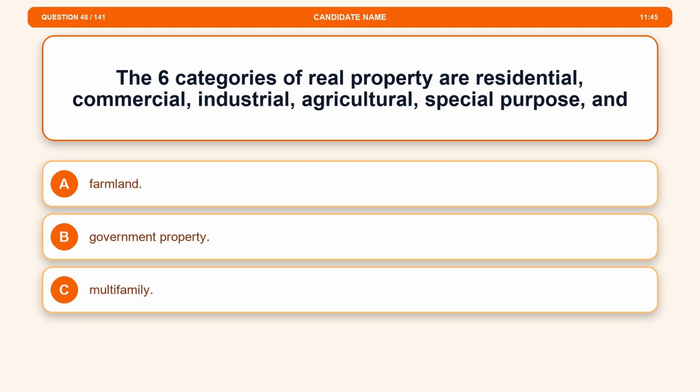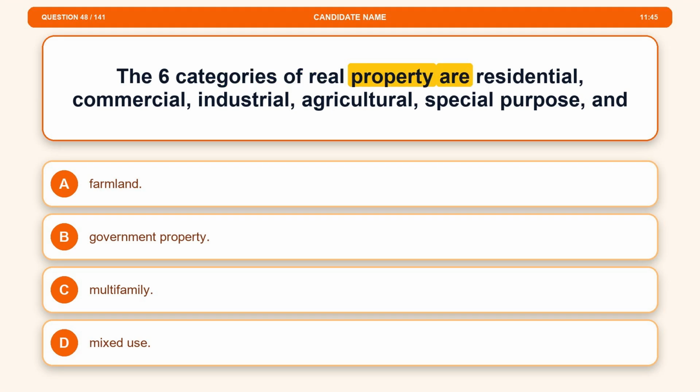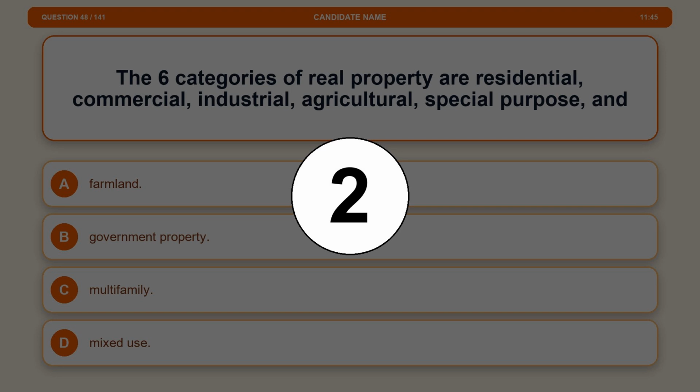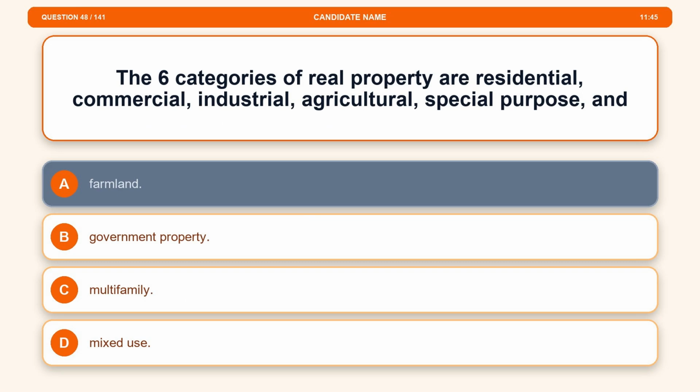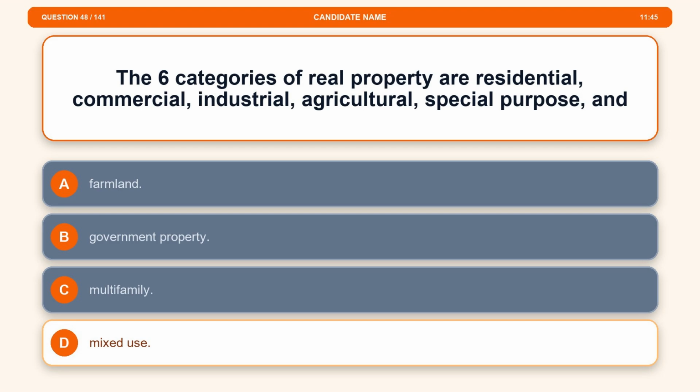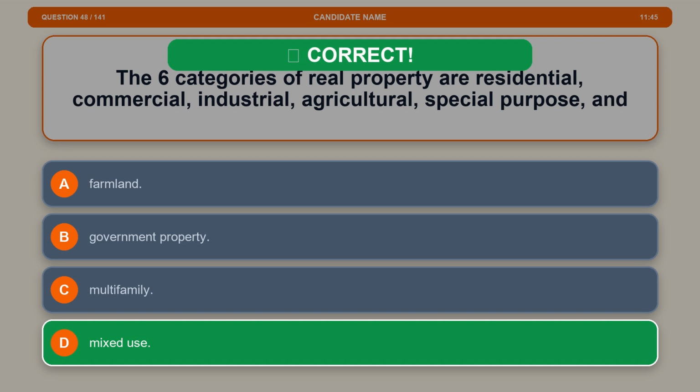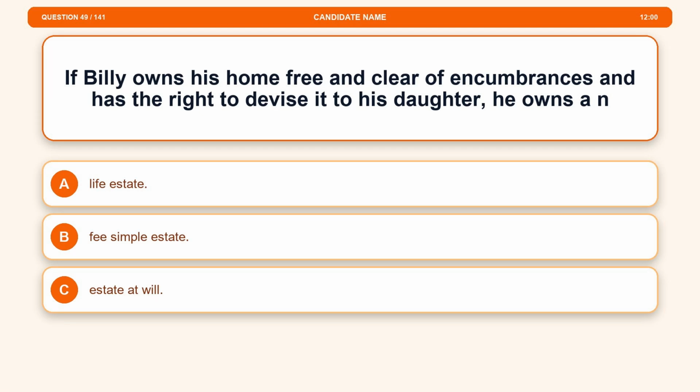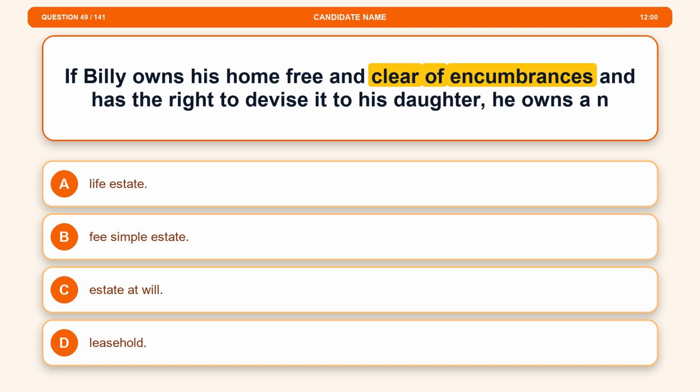Question 48. The 6 categories of real property are residential, commercial, industrial, agricultural, special purpose, and what? Option A, farmland. Option B, government property. Option C, multifamily. Option D, mixed use. The correct answer is option D, mixed use. Mixed use.